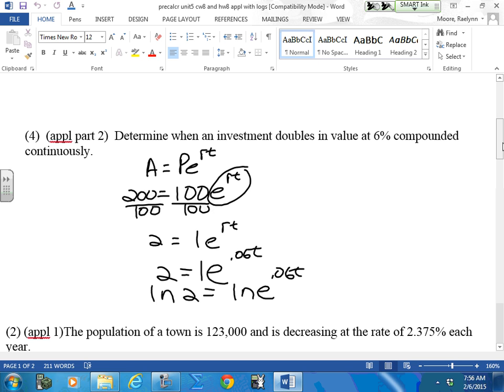But you have a very nice little property that says what happens to ln e? It cancels out. So we have ln 2 is equal to 0.06t. Now what do we do? Divide both sides by 0.06.